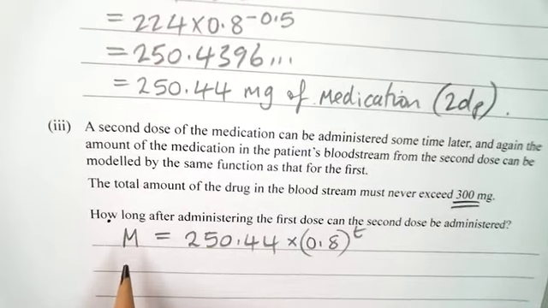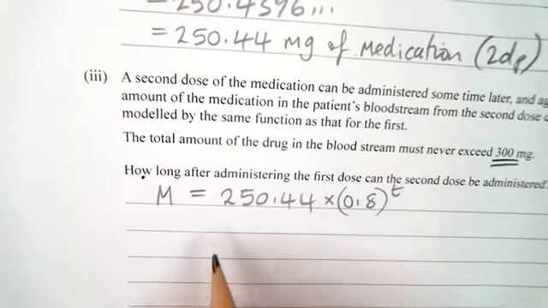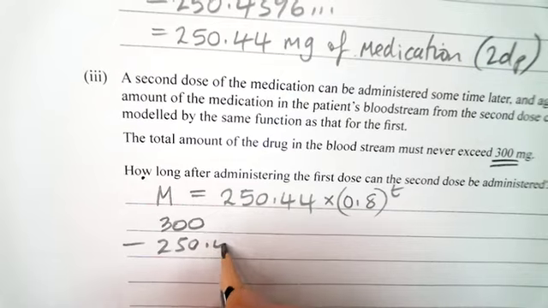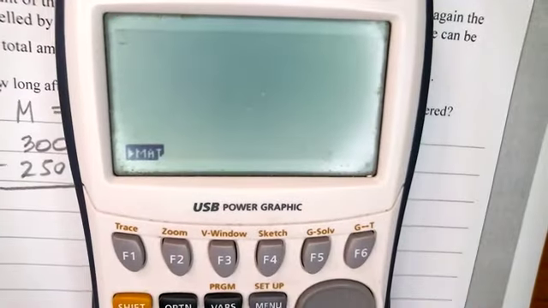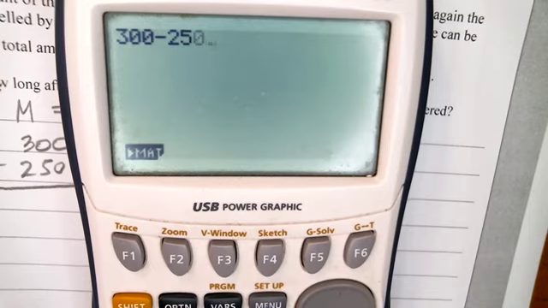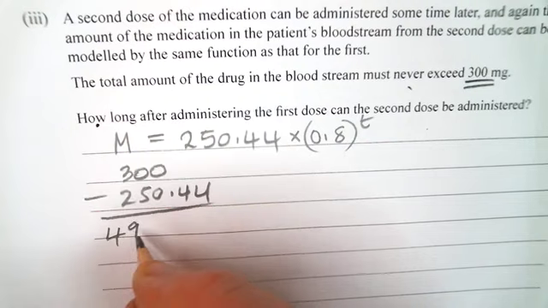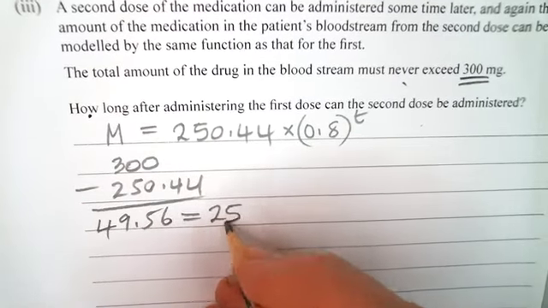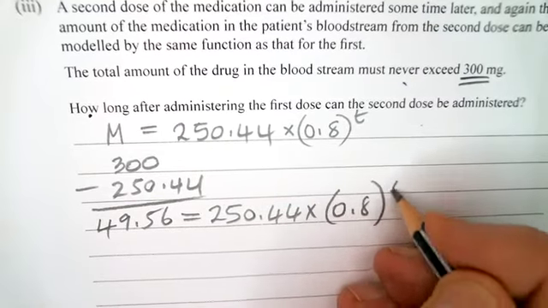Okay, so what can we do here? First thing we need to know is it can't be any more than 300. So what have we got to do to this to get 300? If I had 300 and I subtracted the 250.44, we're going to end up with, let's have a look, 300 minus 250.44 is 49.56. So 49.56 is all we've got left to get to. Now, the question is, how long will it take to get to that?